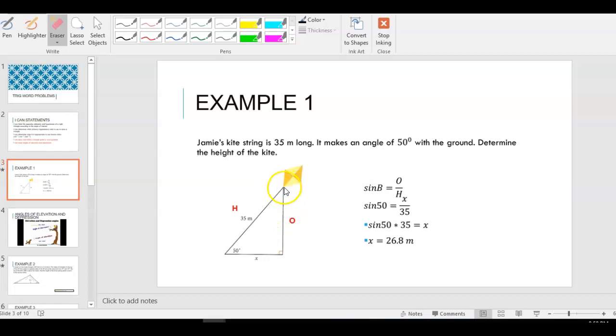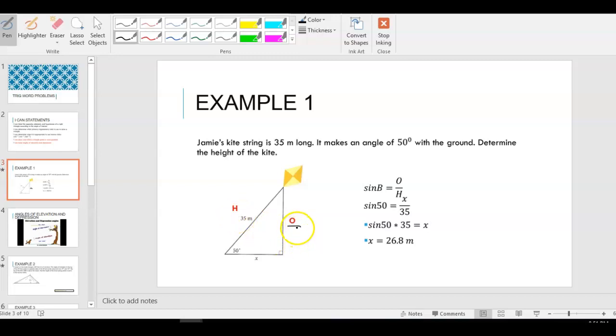From the point where the kite is, we're going to take a vertical line to the ground. And as we did the other day, the very first thing that we're going to do is label this triangle as opposite, hypotenuse, and adjacent. We do not have the opposite, this is what we're looking for. We have the hypotenuse, and we're looking for the height of the kite. So what kind of information do we have here?